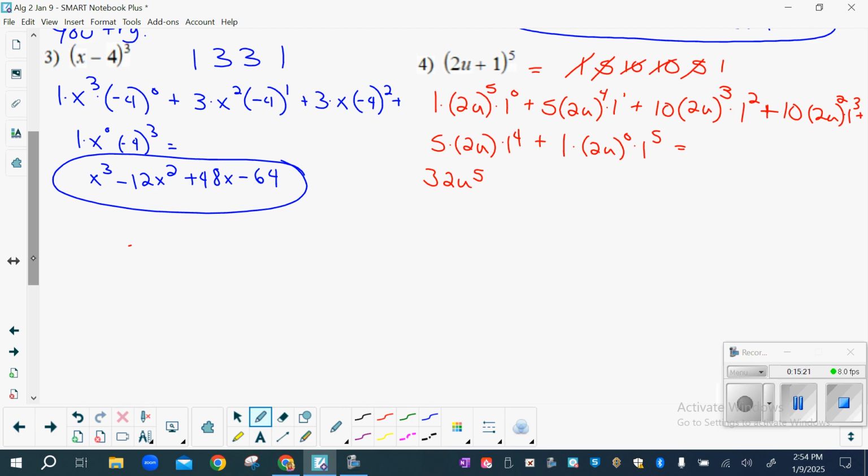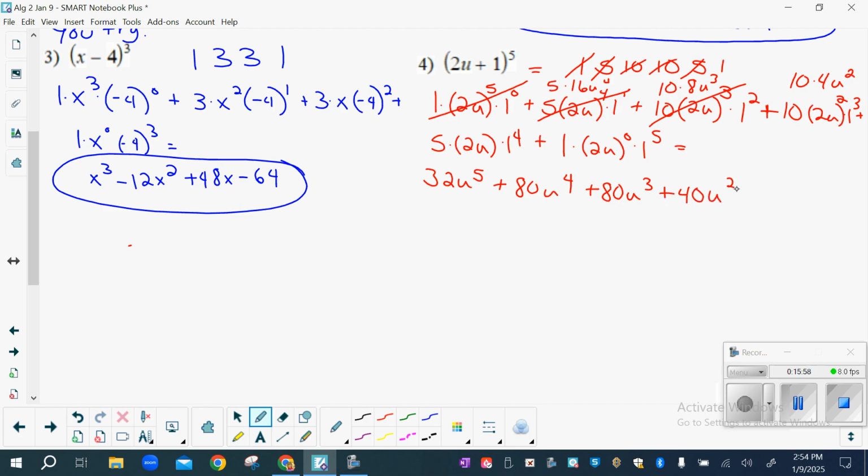So 2u to the 4th, what does that equal? It's going to become 16u to the 4th. So 5 times 16 is 80u to the 4th. 2u to the 3rd is 8u to the 3rd. So that's going to be 80u to the 3rd. And then 2u quantity squared is 4u squared. So 40u squared.